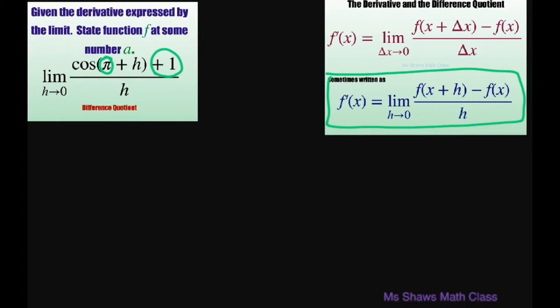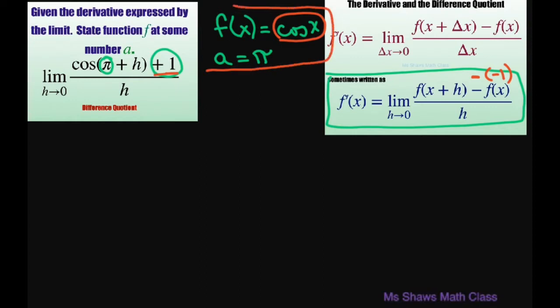So what I'm going to do is try this. I'm going to let f of x equal cosine of x and a equal pi. And the reason I'm doing that is if you evaluate cosine of pi, you get -1. And we have a +1 here, so that would be minus a -1. We're going to check our work, but I want to see if this works.